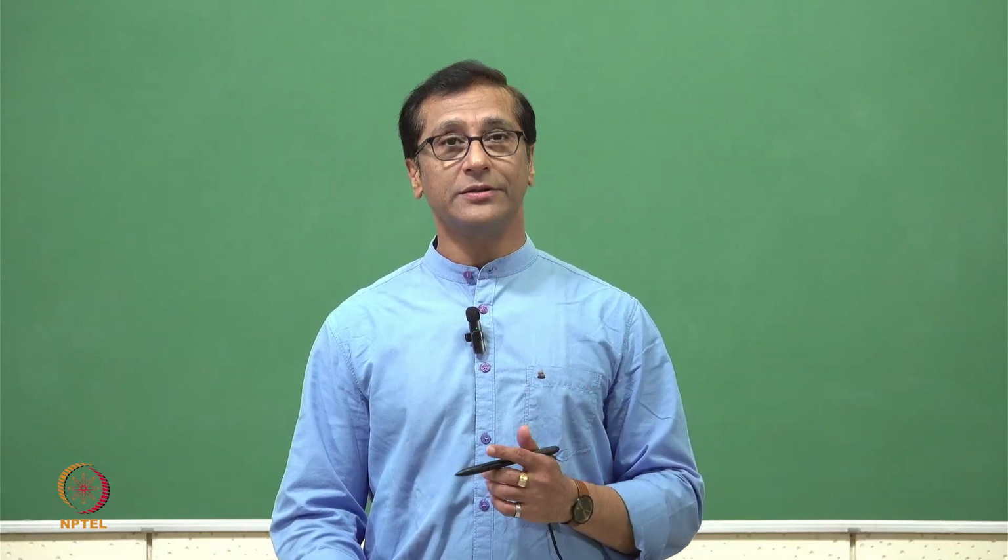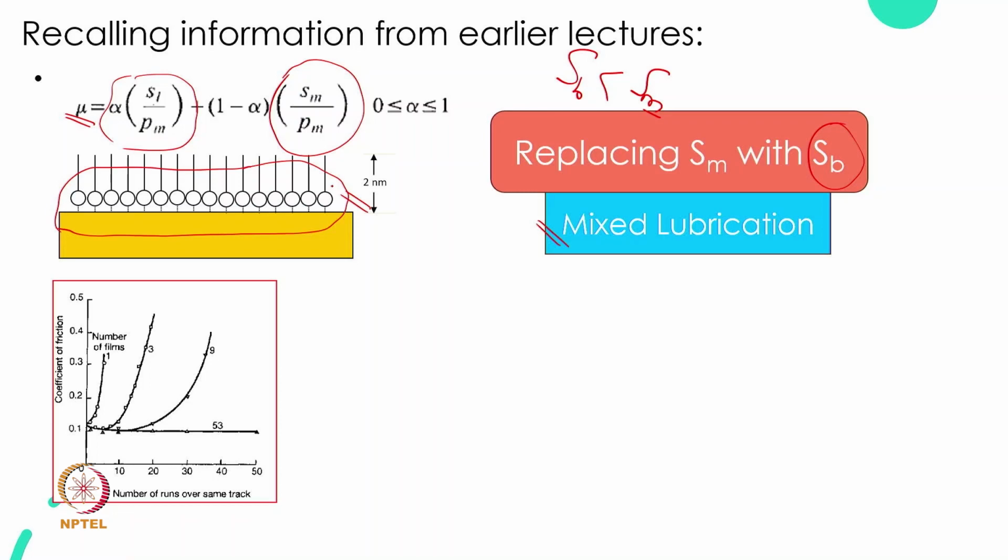We also learned that because this boundary lubricant layer provides easy gliding and easy shearing, there is a possibility that the whole layer of molecules can be moved away, removed from the surface.